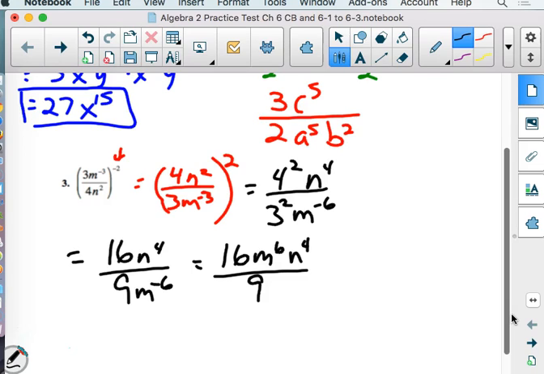You have to. Oh no, I'll give you credit if you did n to the 4th, n to the 6th, because it's still multiplication.